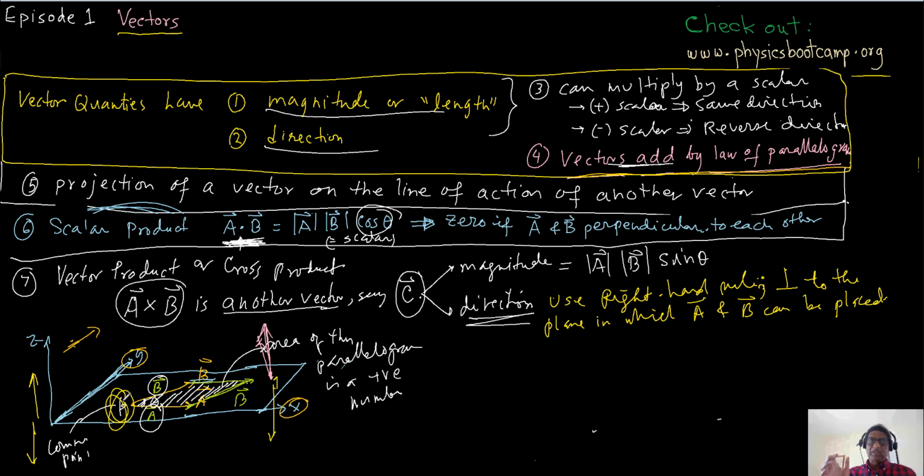So I find students don't look for the plane and they just keep doing the right-hand rule and they get totally confused. So my advice to you is just first find the plane and then do the right-hand rule. It's going to be very easy for you. Okay, so that's the way you do it. And then let me do some problems now as applications.